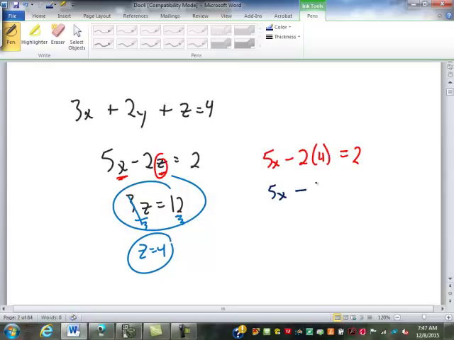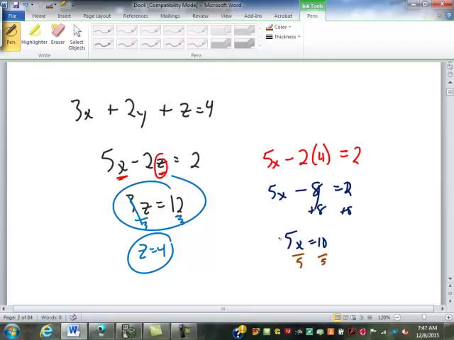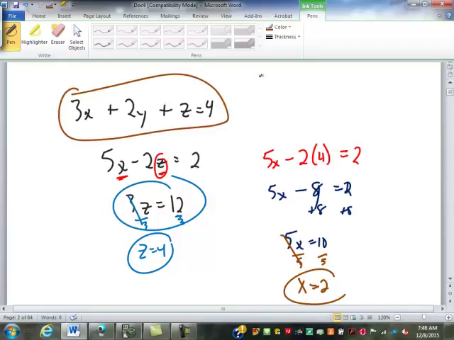2 times 4 is 8, so this is minus 8. Adding 8. 5x is 10. Dividing by 5. x equals 2. And then, going up here, x is 2, so 3 times 2 plus 2y plus z is 4.